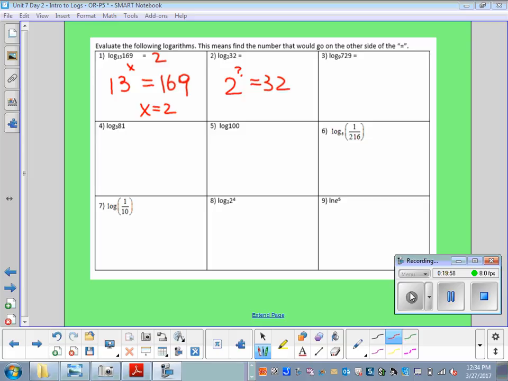I'm trying to find the number so that 2 to that power equals 32. And then we just try to guess, right? So 2 to what power gives me 32? No, 2 to the power of, not multiplied by. 2 squared is 4. 2 cubed is 8. 2 to the fourth is 16. 2 to the power of 5 is 32. So my answer is 5.